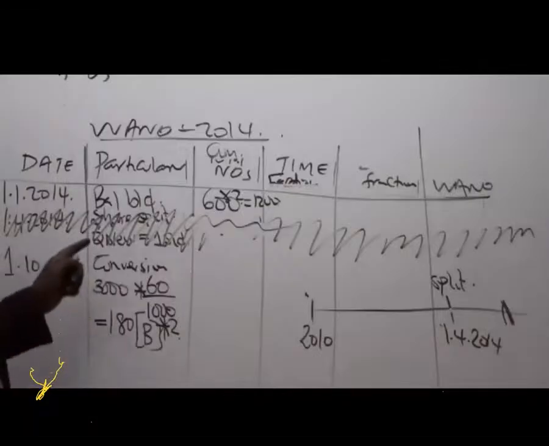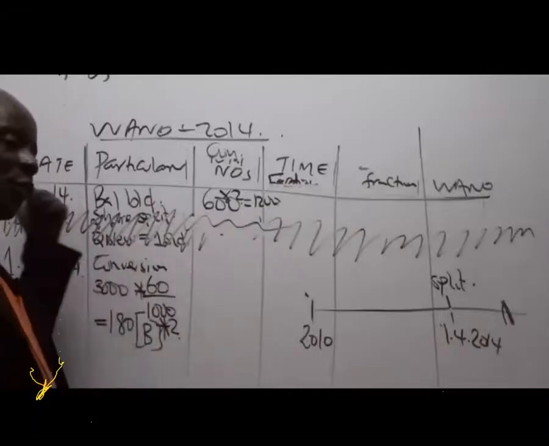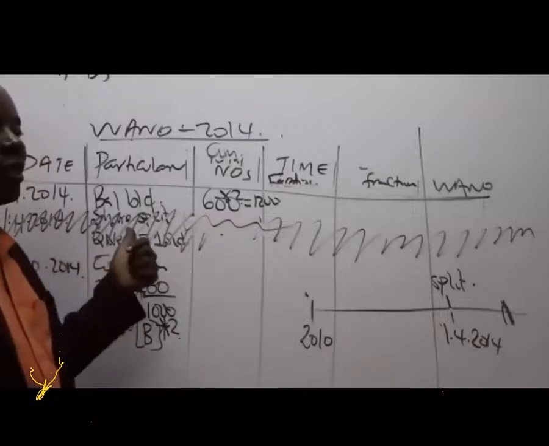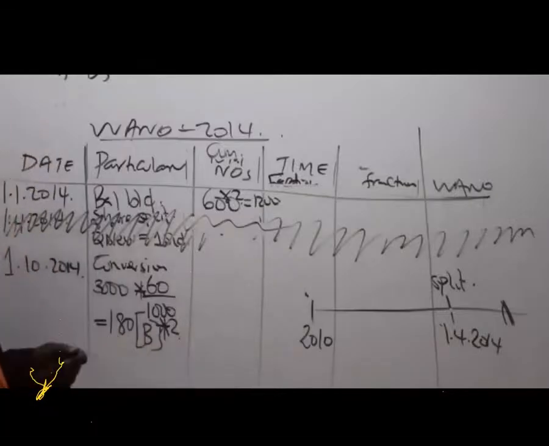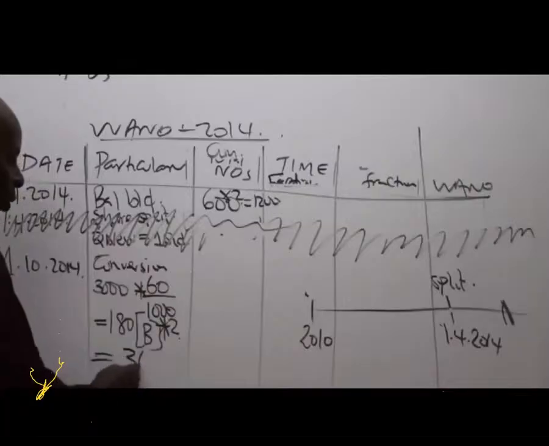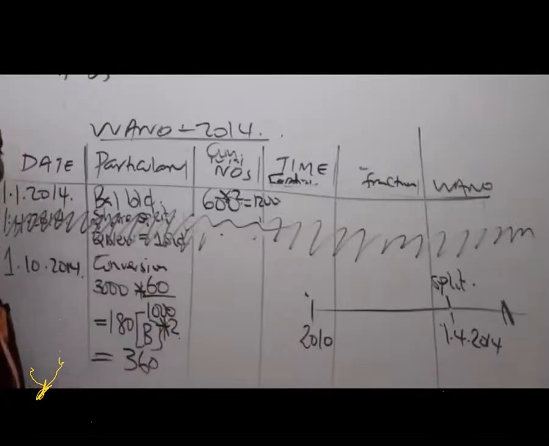Why? Because the debentures that you are converting here were issued earlier on, so they must be struck with this split ratio. So could you kindly give me this figure, somebody? This gives me 360.